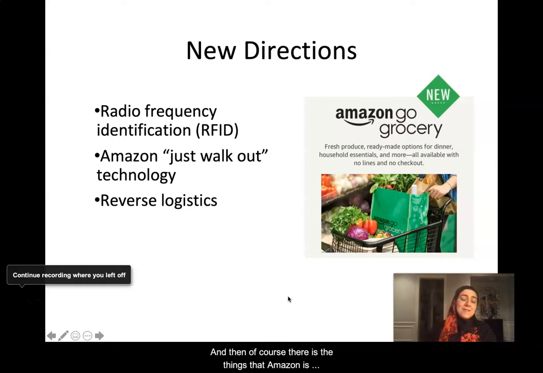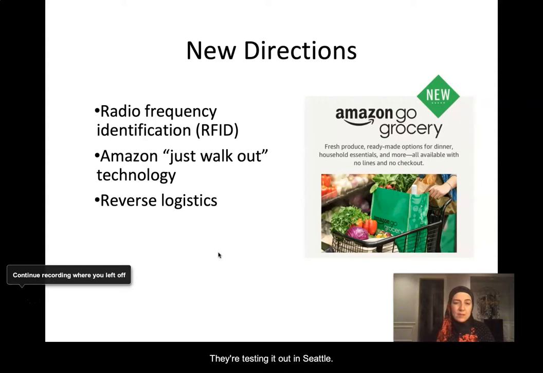And then, of course, there's the things that Amazon is doing with its Amazon Go stores and their Just Walk Out technology. So they are using technologies similar to what's found in self-driving cars, things like computer vision, deep learning technologies, facial recognition, and recognition of other biometrics, along with their Amazon Prime data for users, so that essentially the experience is you can walk into a store, grab what you need, walk out. You don't have to scan anything, nothing. They're testing it out in Seattle. I think it's going fairly well so far.